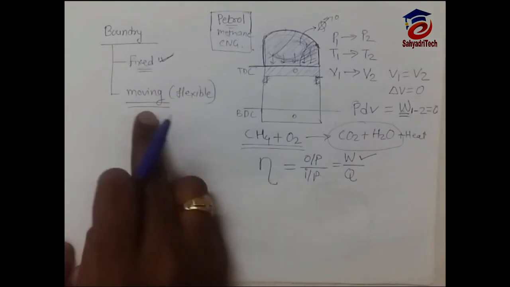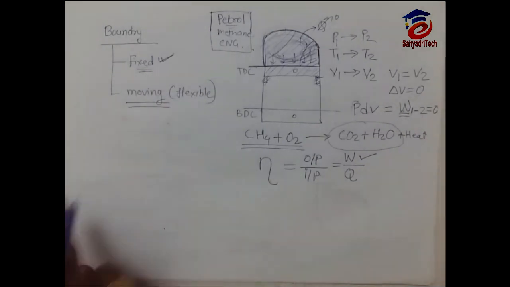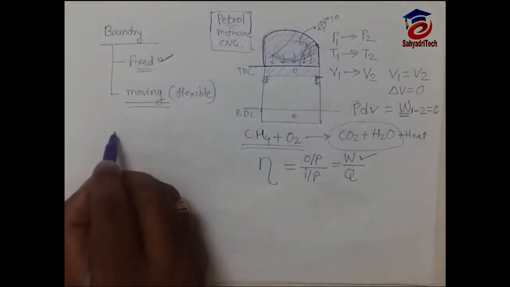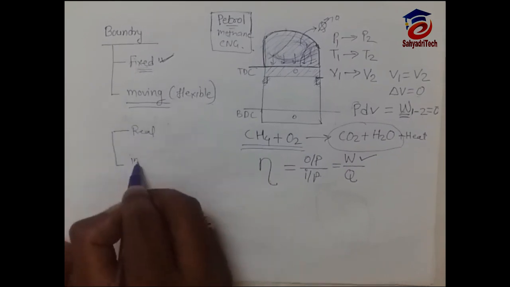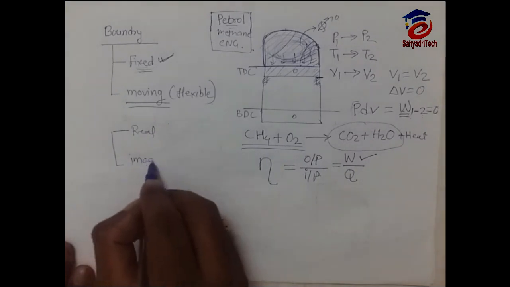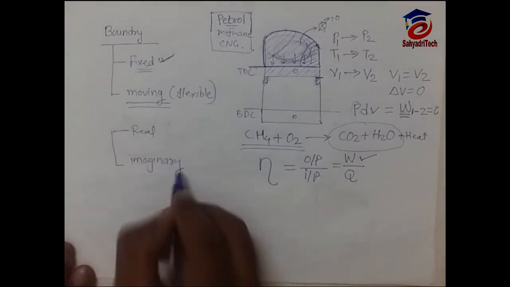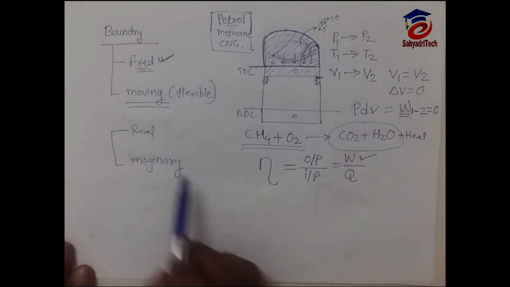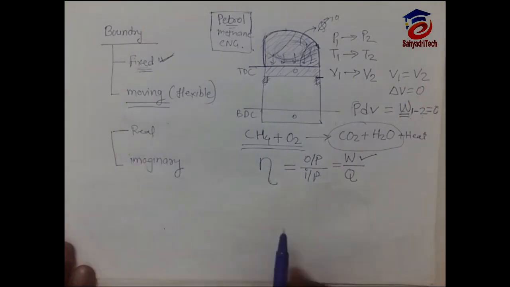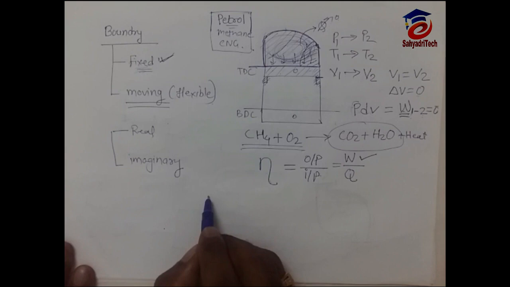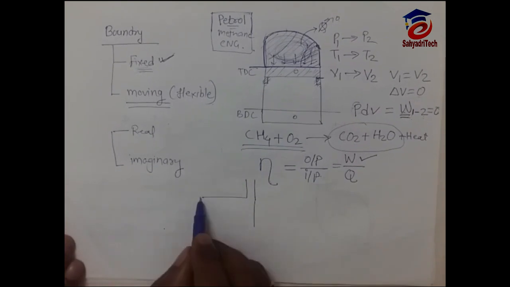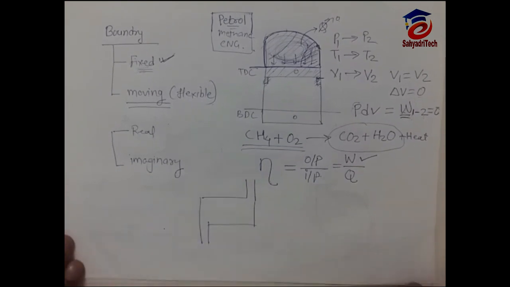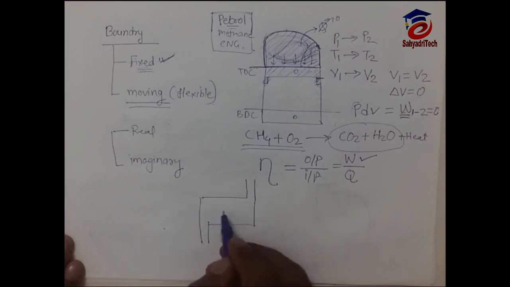So that is about fixed and moving boundary. We can also classify boundary as a real boundary and an imaginary boundary. That is another classification. What is a real boundary? Now let's understand this with one example. Suppose we have one centrifugal pump. This is our centrifugal pump. What is the mechanism of the centrifugal pump?